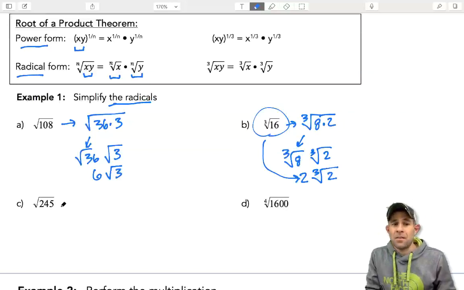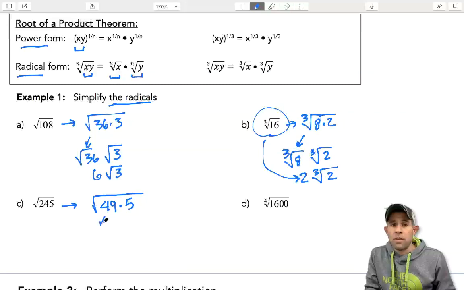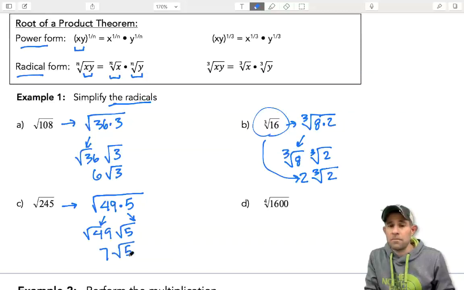All right, our next example, we have the square root of 245. Well, again, it's not a perfect square. However, we can take the square root of 49 times 5. If we separate those two factors, we have the square root of 49 times the square root of 5, and that's going to come out to equal 7 root 5.